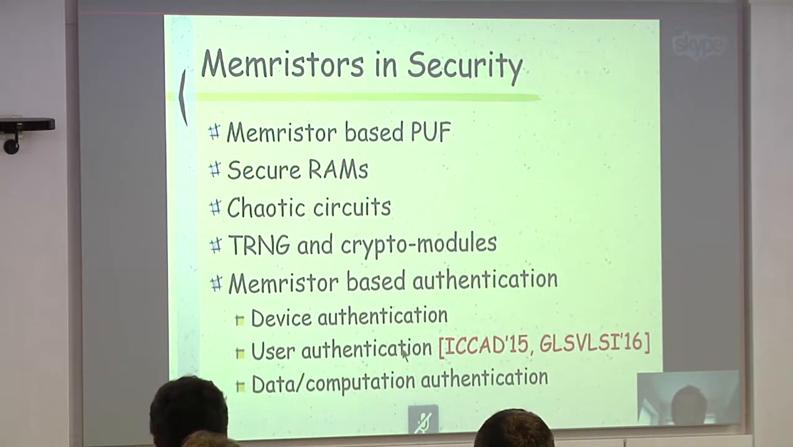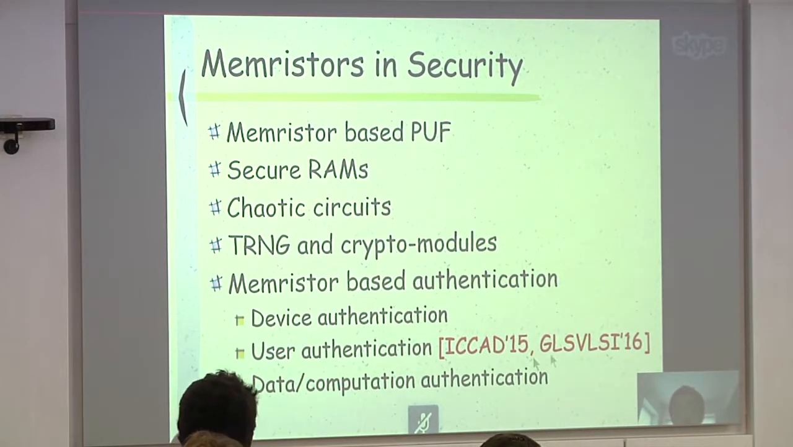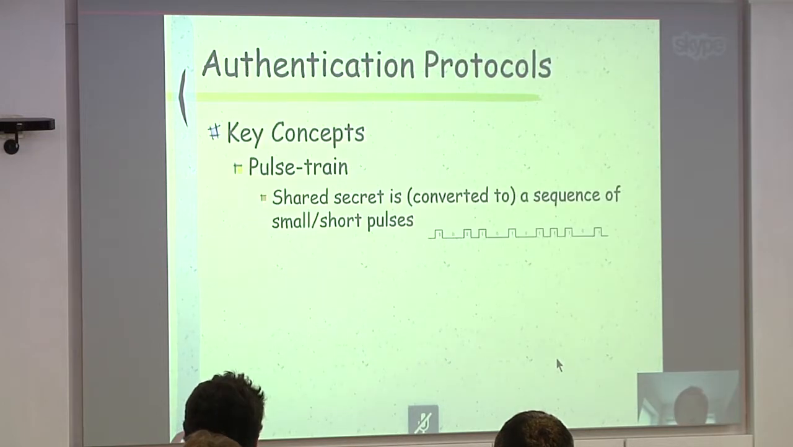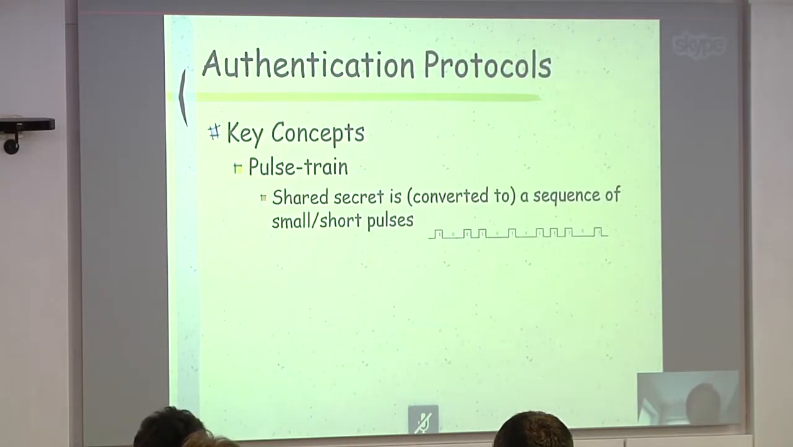So what I'm going to report here is a couple of protocols we have developed for user authentication based on memristors. The key idea behind these protocols is a concept called a pulse train, which is just a sequence of very small voltage pulses. When people study memristors for memories, they want the transition from the low resistance level to the high resistance level to be very quick, so the memory can get fast access, read and write.